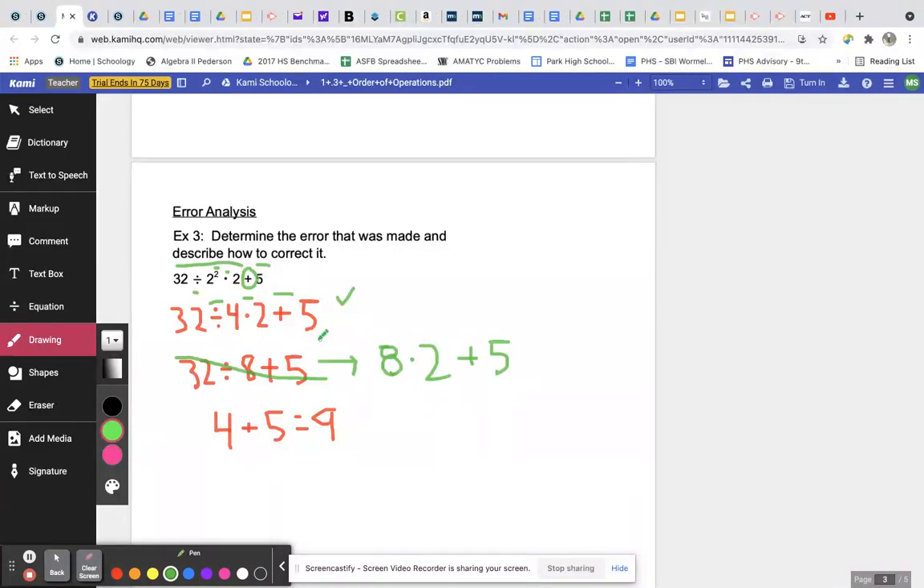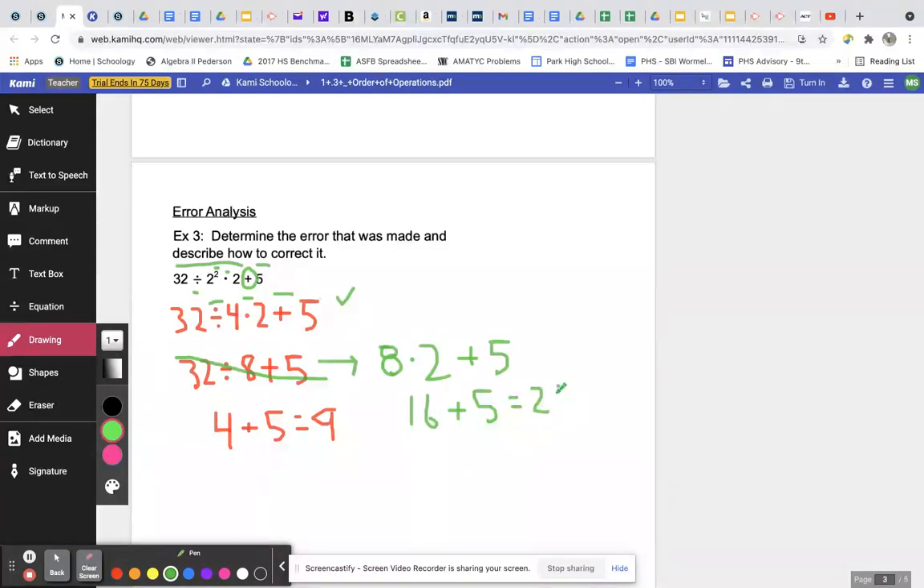Okay? So watch for that. When you have a division and a multiplication, you do the division first if it comes in order from left to right. If this were a multiplication and then a division, we would multiply first and then divide. So it comes in order from left to right. So this should be done first, or should have been done first. 8 times 2 is 16, and 16 plus 5 is 21.